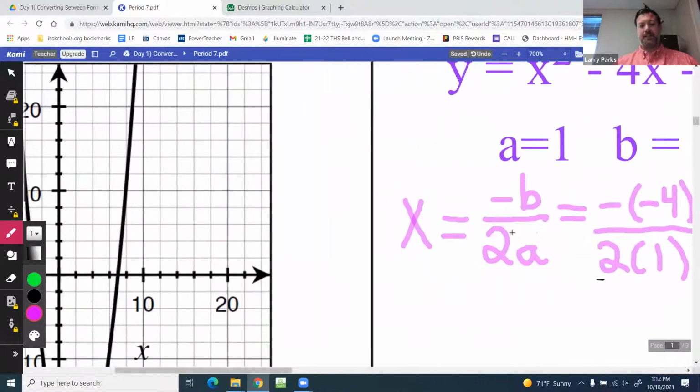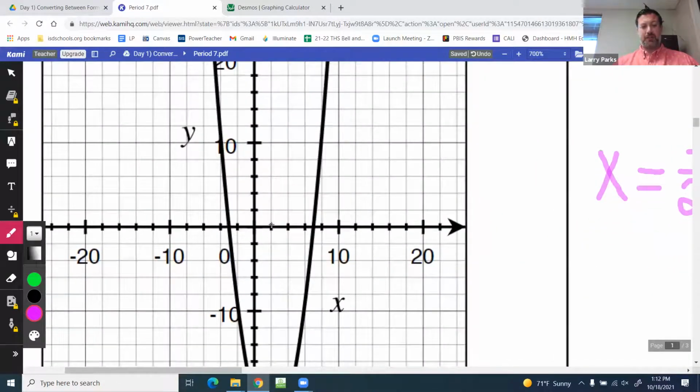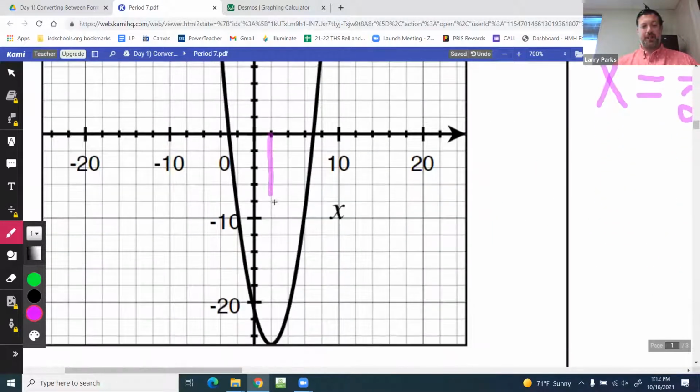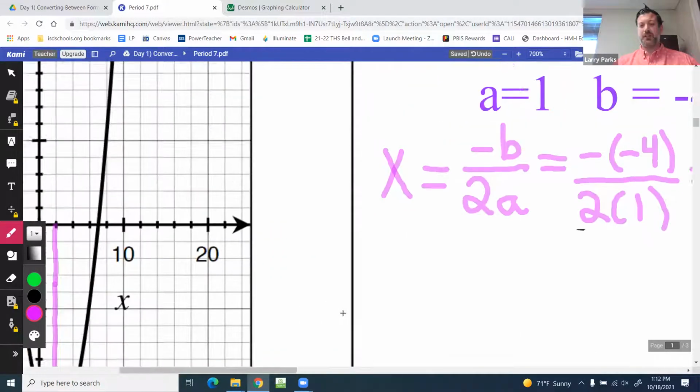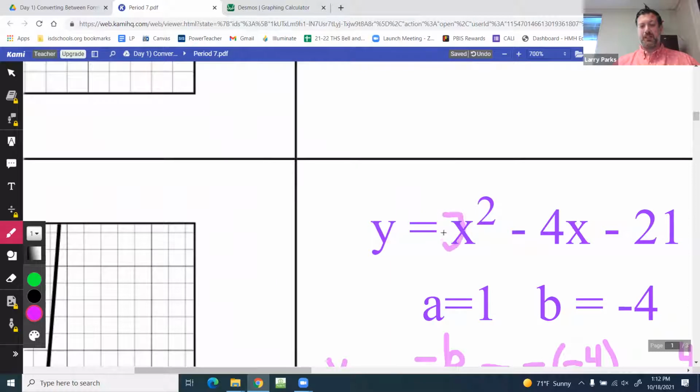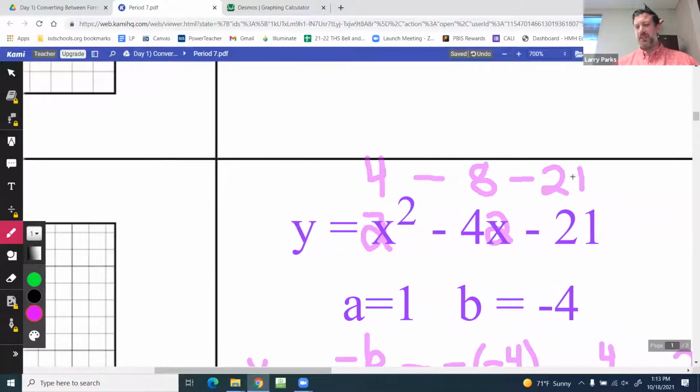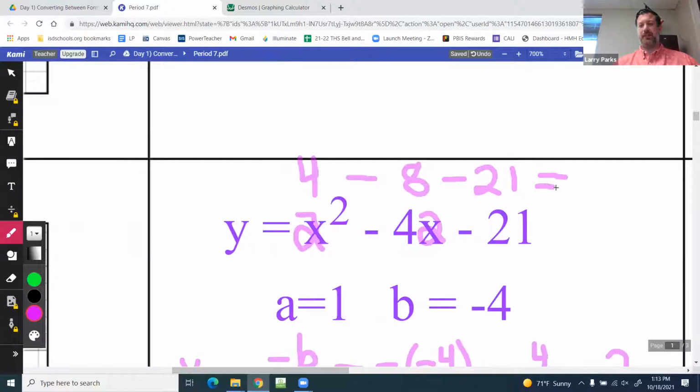So that means on my graph, my x-coordinate should be at 2. If I trace this down, it should be at 2. And notice it is. But now I need to find that y value. So to find that y value, I need to plug 2 back into the equation. So I need to put a 2 here and a 2 here and see what I get. So that'd be 2 squared, that'd be 4. And then 4 times 2 would be 8. And that's minus 21. 4 minus 8 is negative 4. Minus 21, that'd be negative 25.